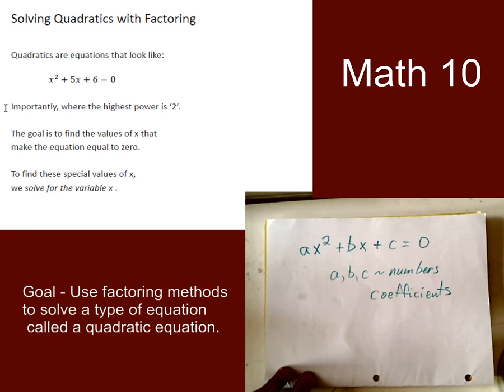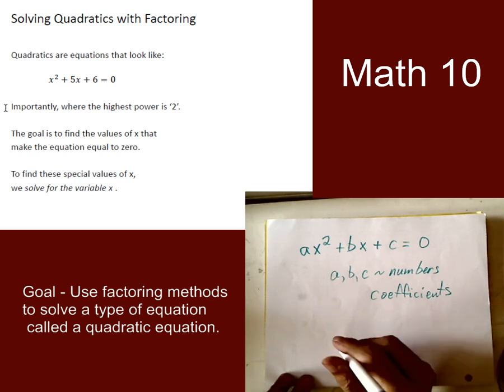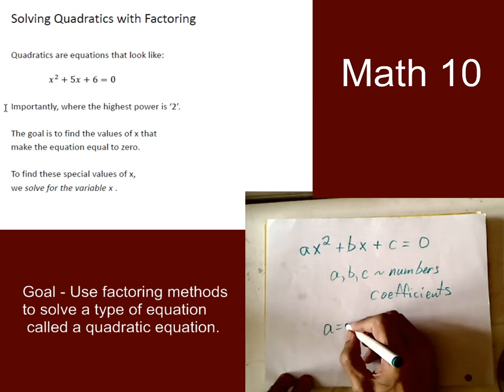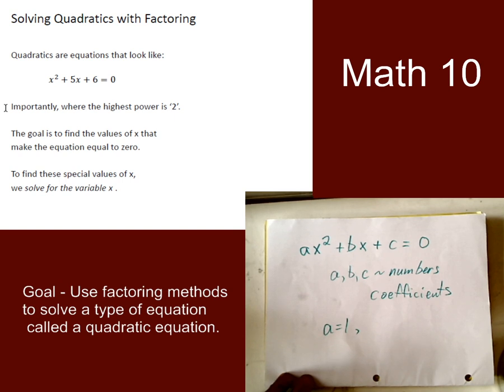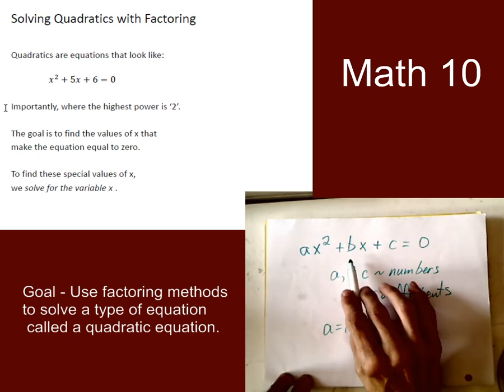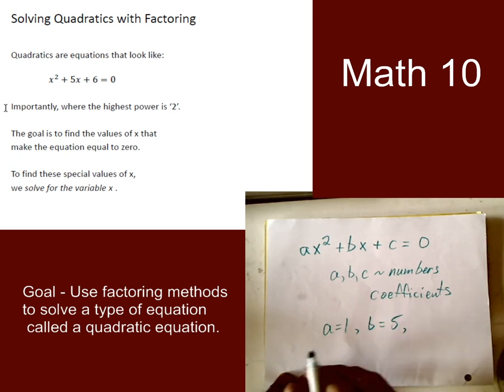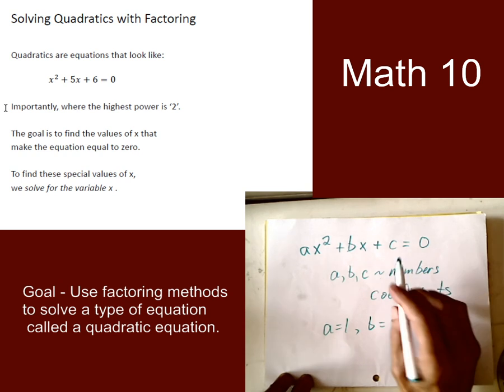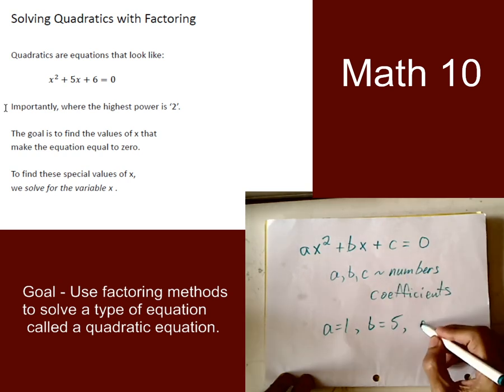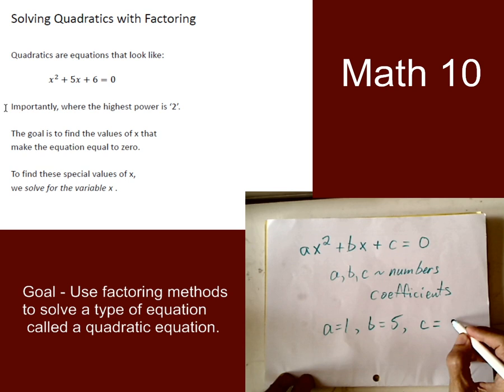So in the example we have up on the slide there, the invisible 1 is in front of x squared. So a will equal 1. The number in front of x is a 5. So b would equal 5 in this situation. And lastly, the number at the end is c. So in this situation, c would equal 6.